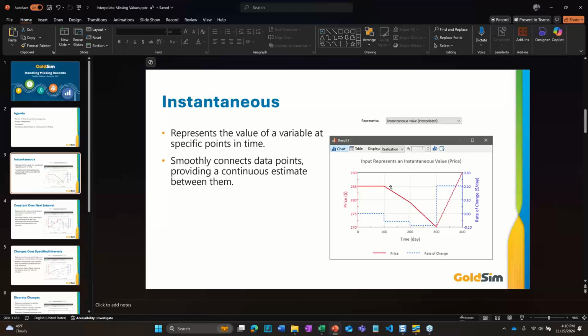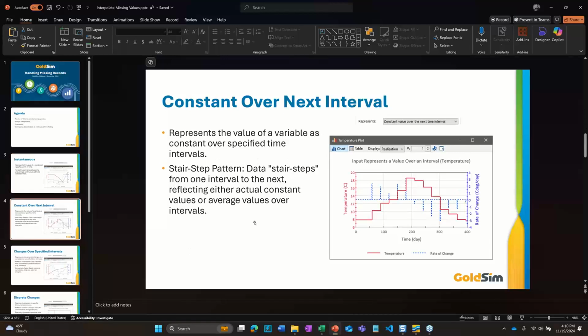And then compared to the main output, those are the two outputs that are coming from the time series element in the case of instantaneous when you pick that one. So just remember the instantaneous value is going to be connecting all of your points in your time series linearly.